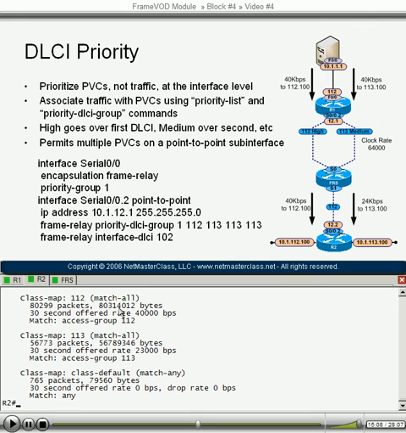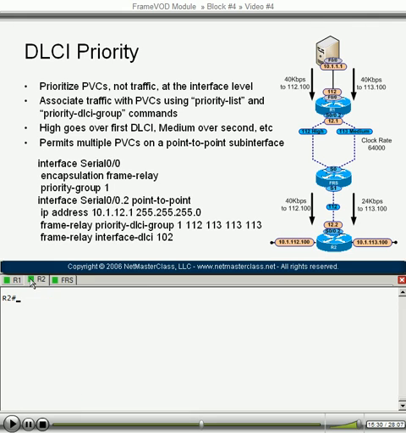Note that, as required, the traffic to subnet 112 is coming through at the full 40K rate, but the traffic to subnet 113 is being dropped back to about 23 or 24K to accommodate our 64K clock rate. Back on R1, let's see how DLCI priority handles two PVCs on a single point-to-point subinterface.